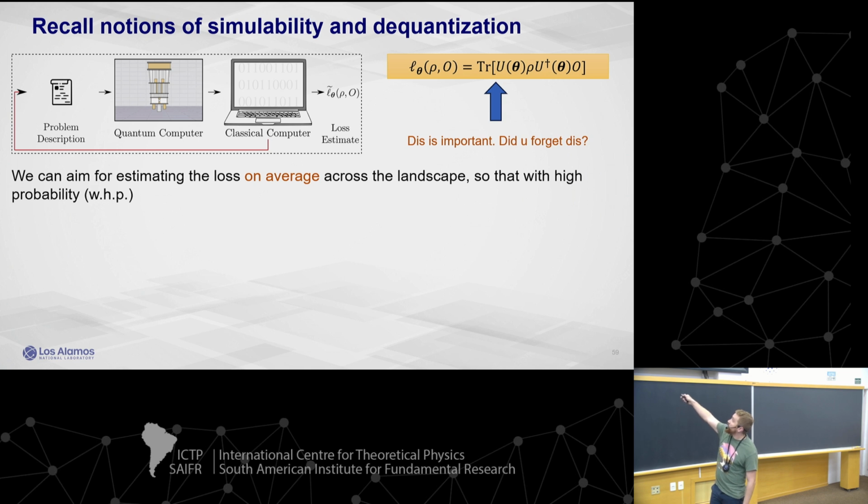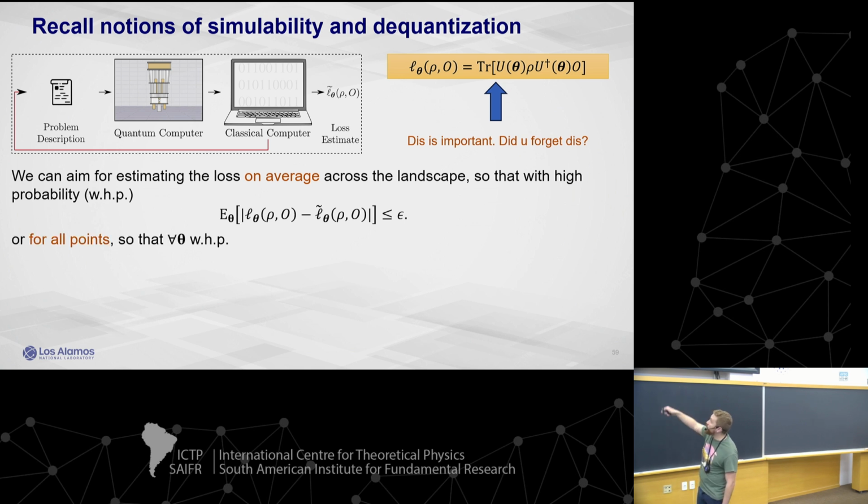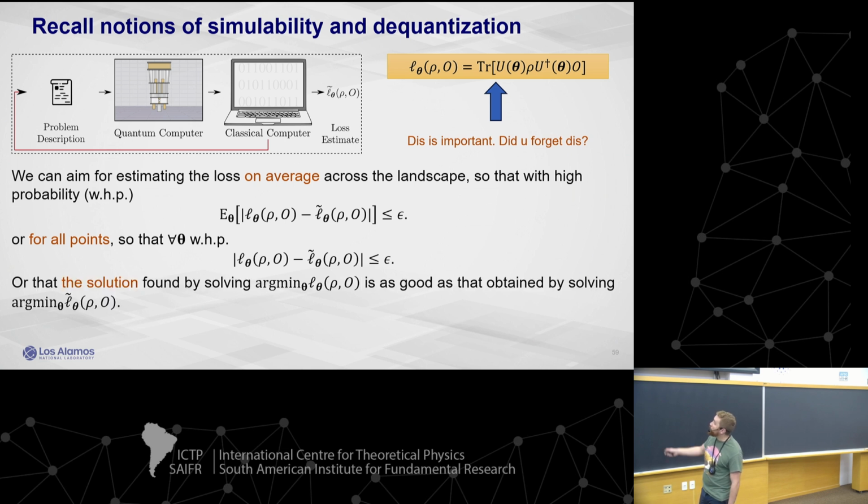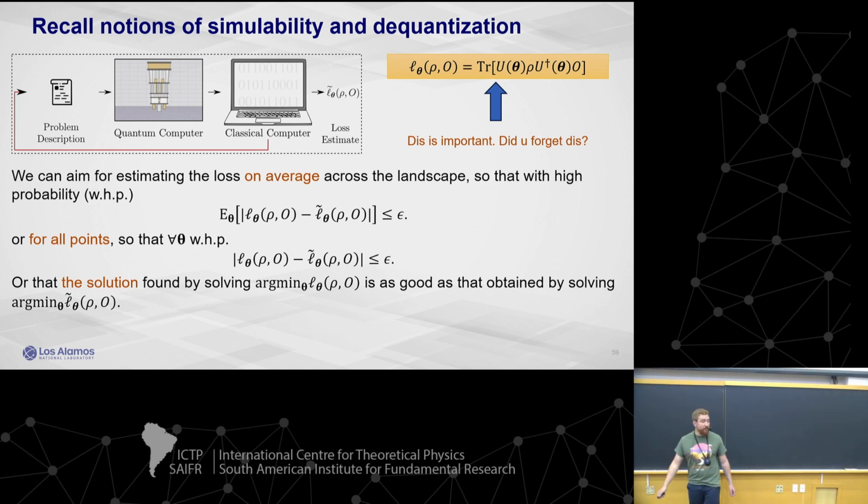We have simulability on average, where we just care about sampling some set of parameters or some unitary from our model. And this we can approximate with small precision epsilon with high probability. We might also want to have this for all the values of the landscape. And we might have this practical one. That is, I want to find a solution with my simulated model that is as good as the one I would get if I were to do the whole thing.